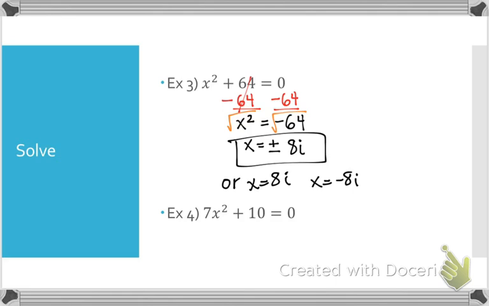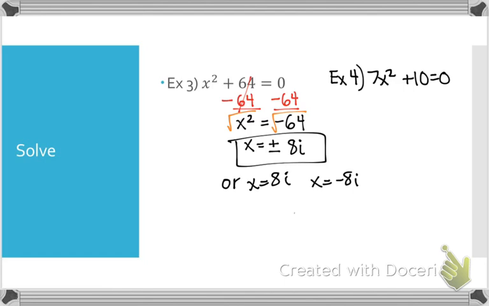Example 4, I'm going to go ahead and write it up here so you guys are able to see that. We have 7x squared plus 10 is equal to 0. The first thing we're going to do is isolate the variable. We're going to subtract 10 from each side because we're adding 10. So minus 10, and we get 7x squared is equal to negative 10.